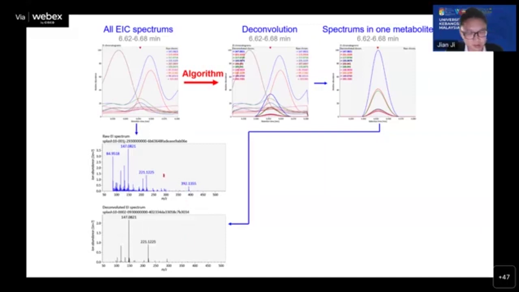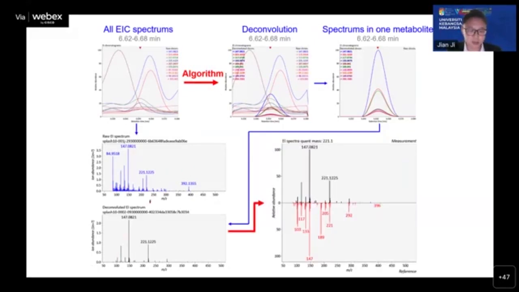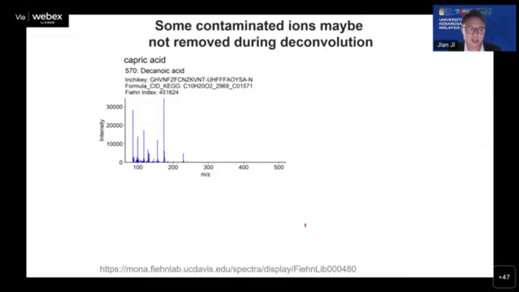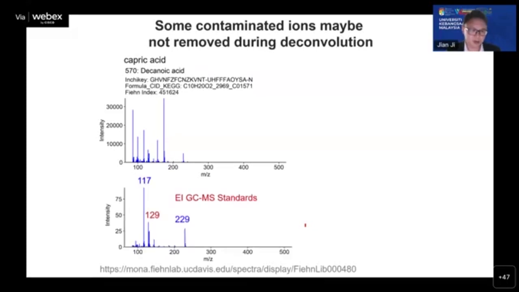Let's compare these two spectra. You will see that the spectra are different. So then we can use this one against the library. This means the EI spectrum is reorganized by algorithms. And also something may happen if the algorithm is not good.